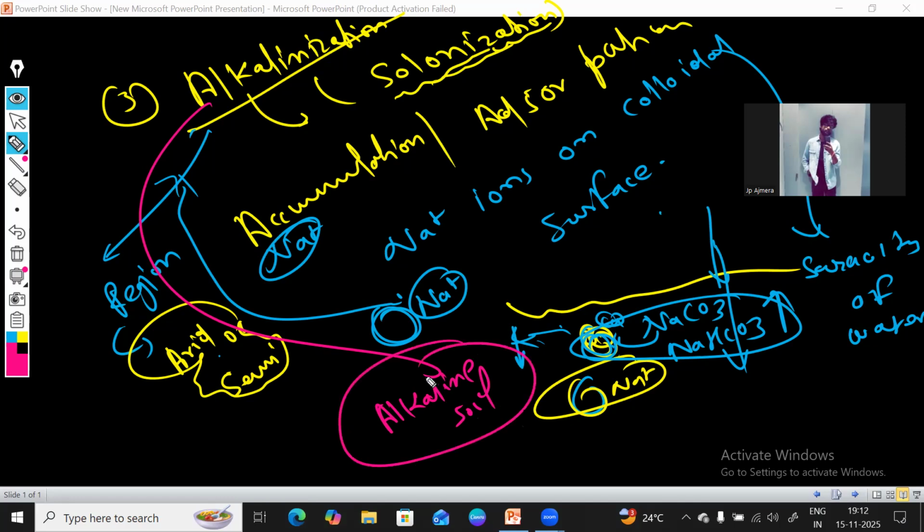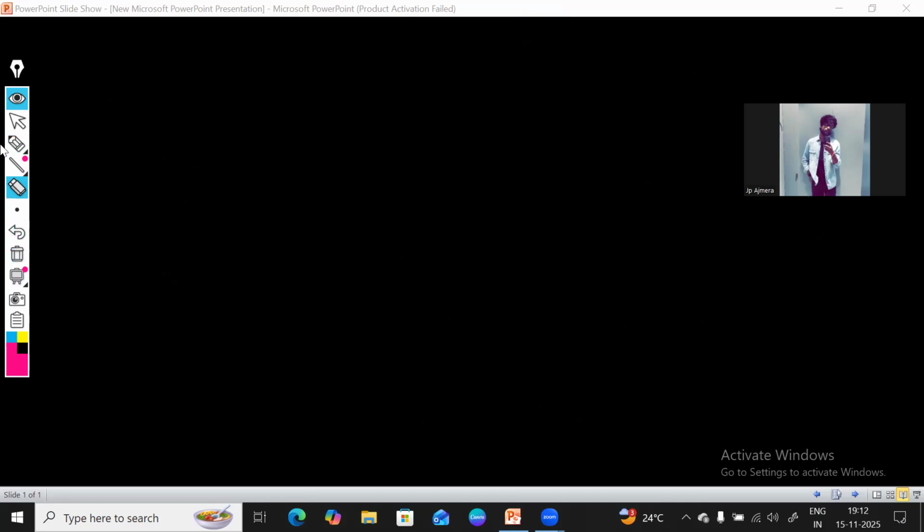Okay, I hope it is clear too. Three things are very important to keep in mind. The first one is accumulation of sodium on colloidal particles. The second thing is climate, arid or semi-arid. The third thing to remember is that alkaline soil is formed through alkalinization. I forgot to tell you that by the process of salinization, saline soil is formed.